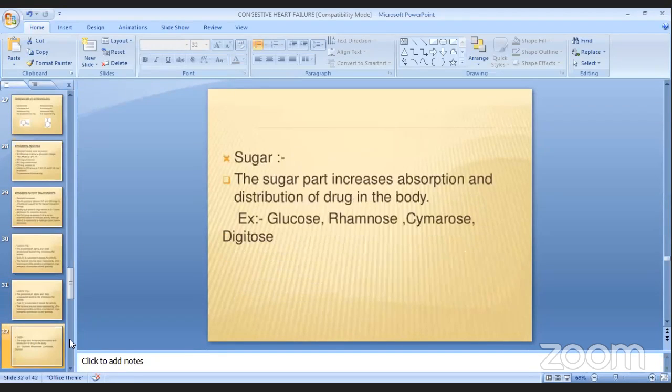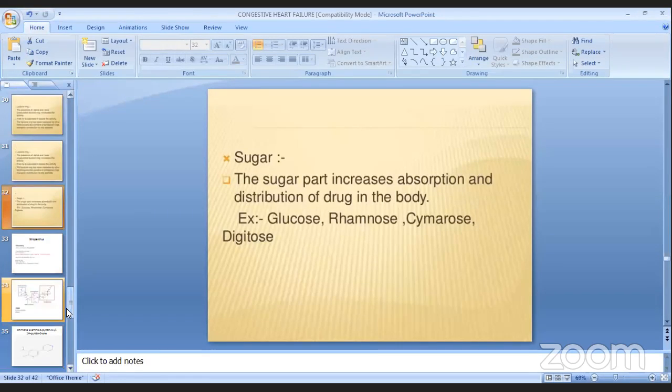And next is the sugar molecule. What types of sugar? It may be glucose, it may be rhamnose, it may be saccharose, it may be digitose. So these sugar molecules are part of the sugar part, that is the glycone part. It may vary. In case of digitalis, it is D-fructose and D-fructose. It varies.